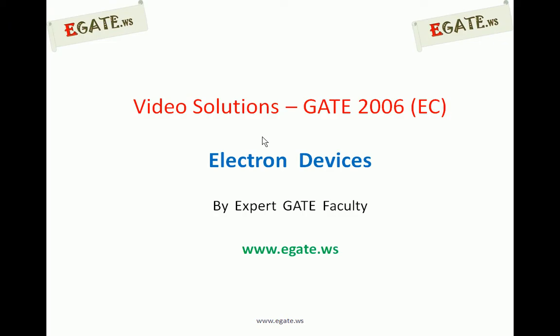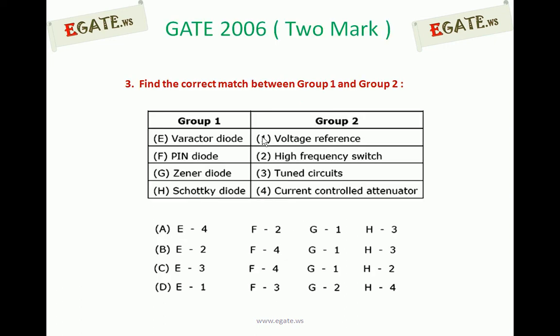Hello, we are discussing GATE 2006 ECE paper and the topic we are discussing is electron devices. This is the third 2-mark question that came in GATE 2006. Find the correct match between group 1 and group 2.